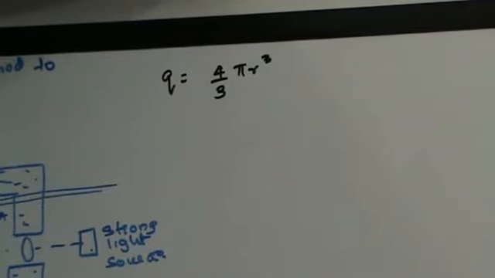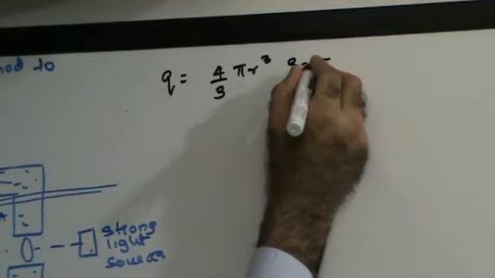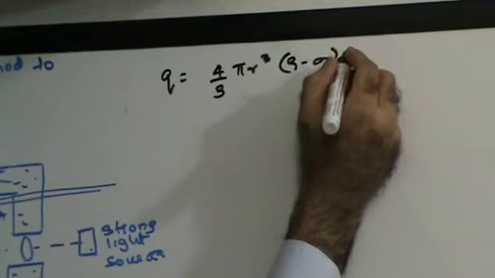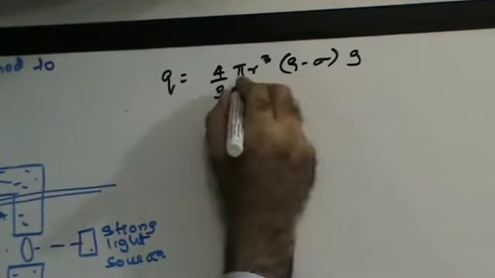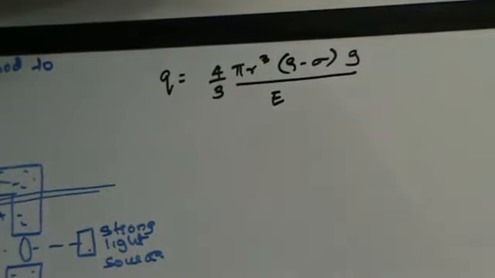Now the upward force is going to be because of the difference in density. So this is rho minus sigma. That's the difference between the density of the oil drop and the air between them, and g upon E. So that is going to be the charge on the oil drop.